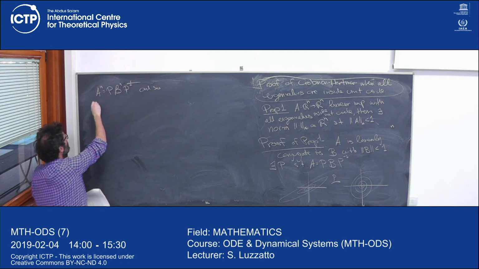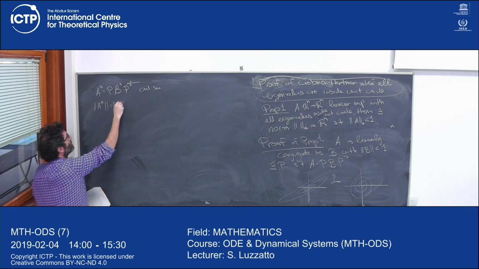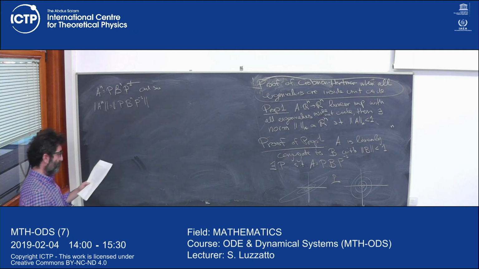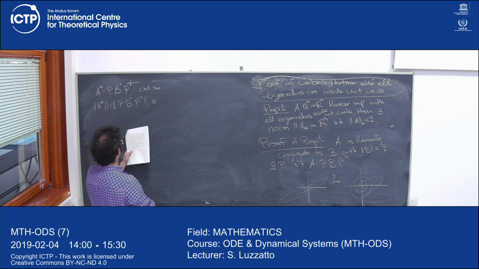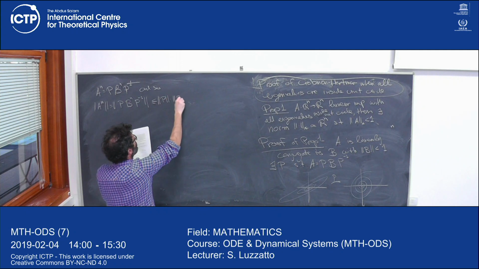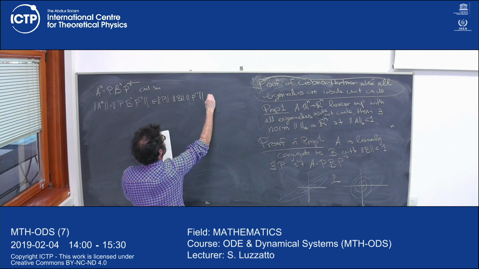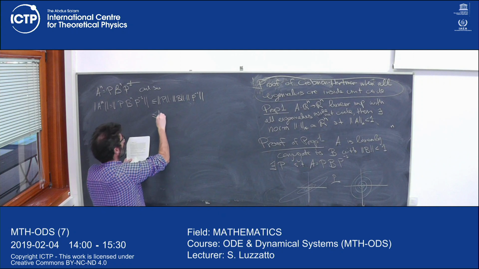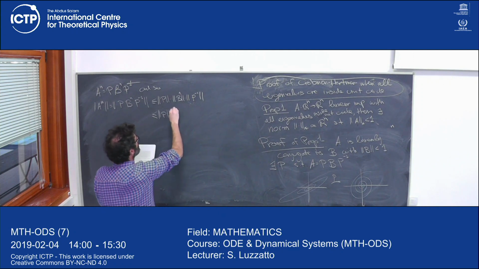So if you take the norm of A^n, it is equal to the norm of P B^n P^-1, and this is less than or equal to the product of the norms, and this is less than or equal to, I think there's an exponent of n. Yes, thank you.